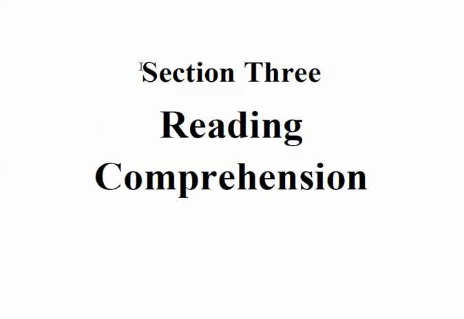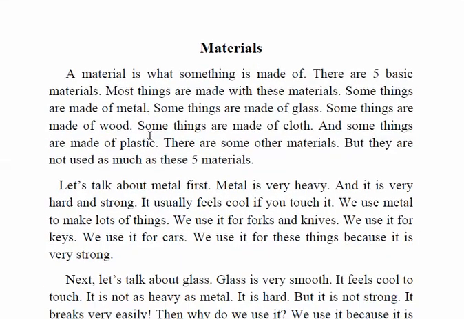Now, we will move to section number 3, reading comprehension concerning materials. Let's read together. Materials. A material is what something is made of. There are 5 basic materials. We have 5 essential materials. Most things are made with these materials.